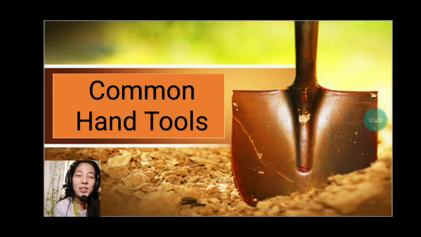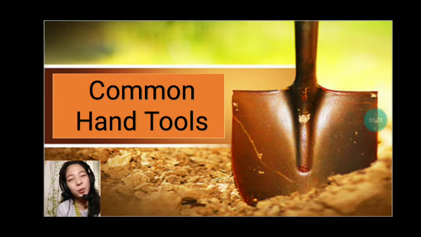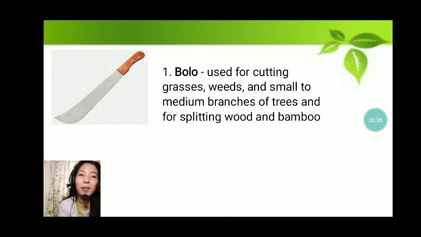Today, we are going to talk about the common hand tools. These are the tools that are found at home. Yes, very good. So first, we have the bolo. Bolo is used for cutting grasses, weeds, and small to medium branches of trees, and for splitting wood and bamboo. Are you familiar with this? Yes, we commonly use this for cutting grasses.